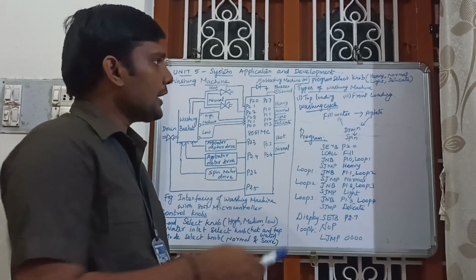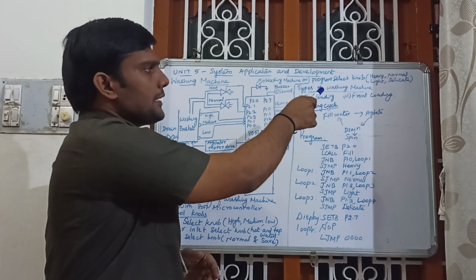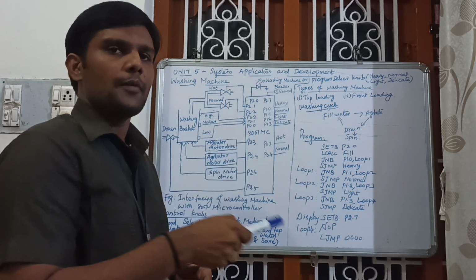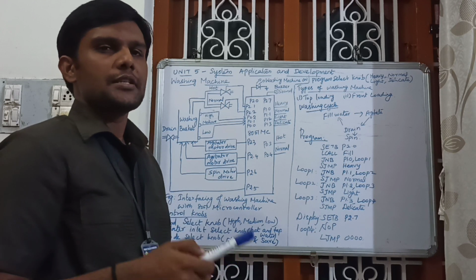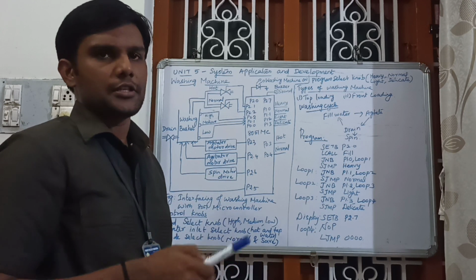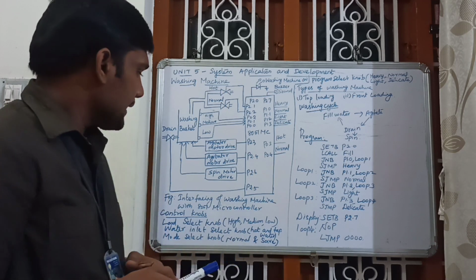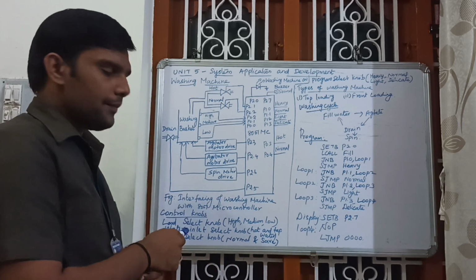There are two types of washing machine: top loading and front loading. In a top loading washing machine, clothes are put from the top of the machine. In a front loading washing machine, clothes are put from the front side of the machine. Mostly people prefer top loading washing machines. See the control knobs in a washing machine.